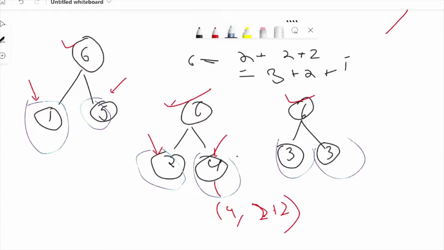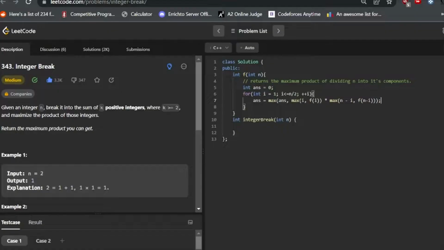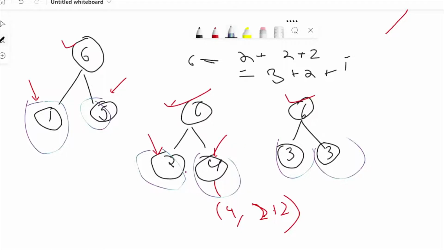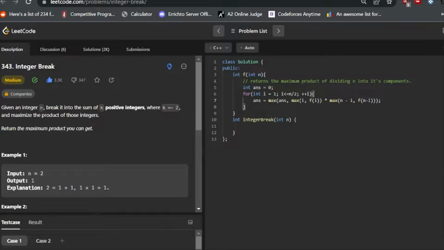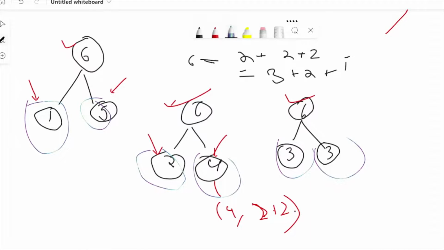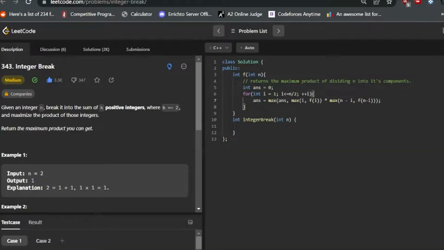So see, this is the same idea here. For example, if I had 6, then I divide it into 2 and 4, and then I say either you can take 2 as it is, or you can take its product, whichever is greater, and similarly you can do the same for the right one, where I'm either taking that number itself or I'm taking that function of the number, whatever is greater, and then I say return answer, right? And let me just say return f of n.